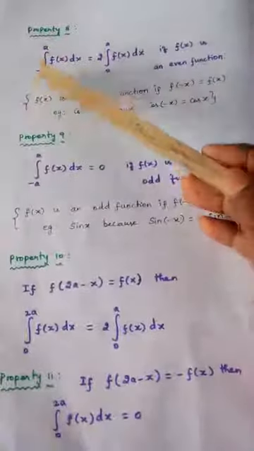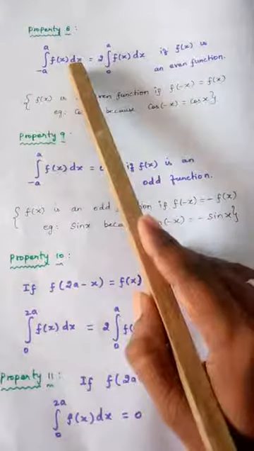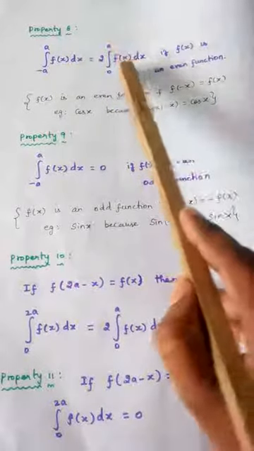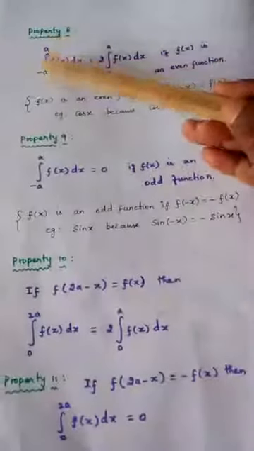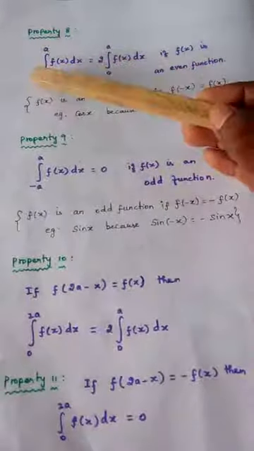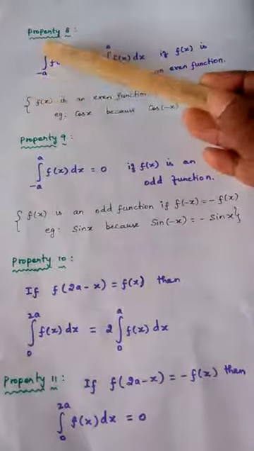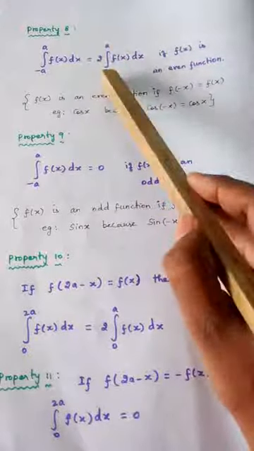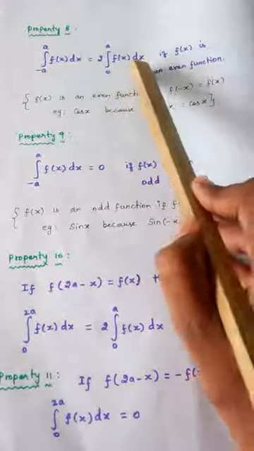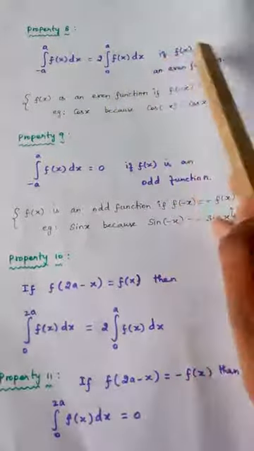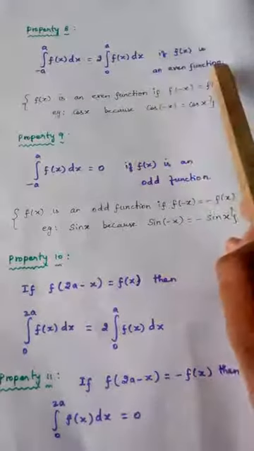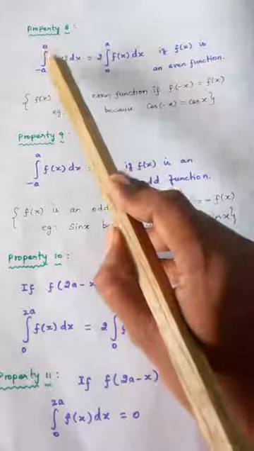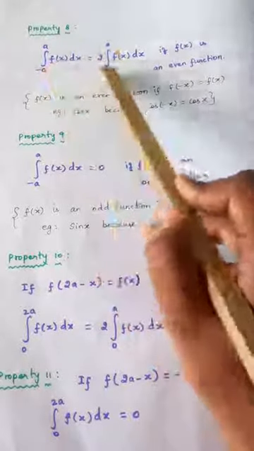Property 8. Integral minus a to plus a f of x dx can be written as 2 times integral 0 to a f of x dx. If you see, the numbers should be the same. Lower should be minus, upper should be plus. If it is like that, we can write 2 times 0 to a f of x dx only if f of x is an even function. If this f of x is an even function, then we can write this as 2 times 0 to a.